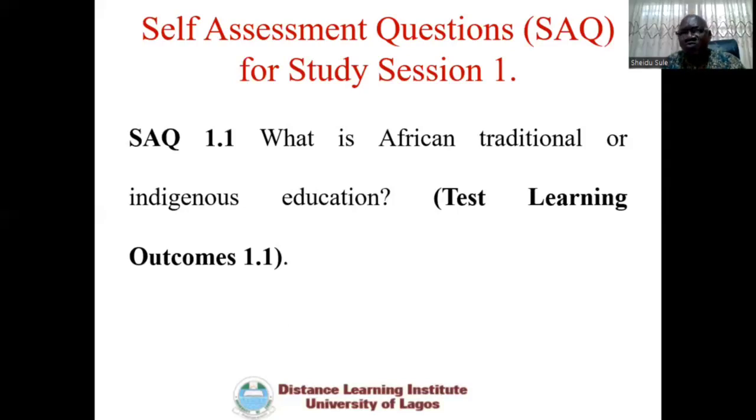Self-assessment questions for study session one. Now that you have completed study session one, you can assess how well you have achieved its learning outcomes by answering the following questions. Question one, what is African traditional or African indigenous education? This particular question tests learning outcome one.